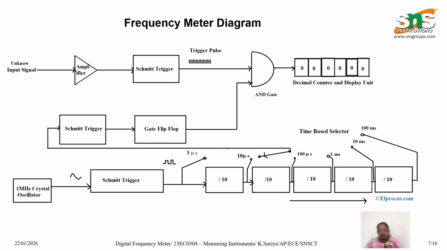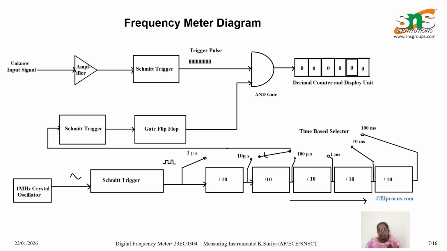Now let us see the block diagram and the working principle of the digital frequency meter in detail. The first section is the input conditioning circuit. The incoming signal may be sinusoidal or noisy. This stage converts it into a clean pulse waveform.